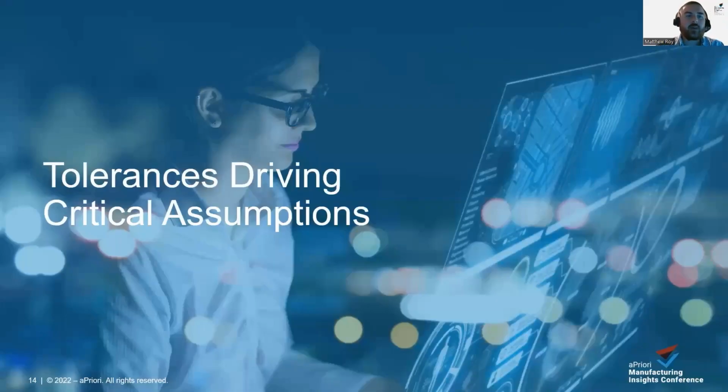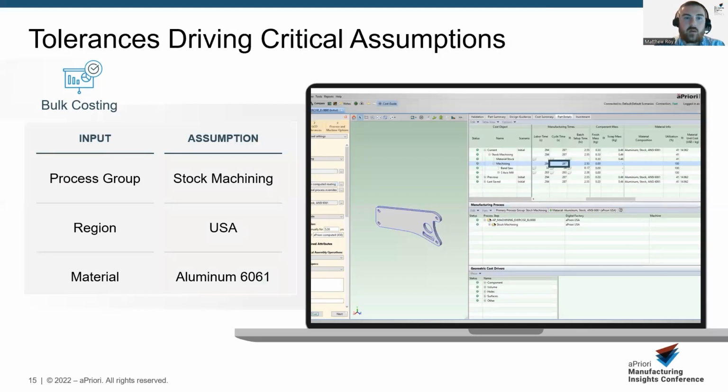Moving on to our next topic, tolerances driving critical assumptions in manufacturing. We're going to go through an example here to give an illustration of what this actually means. So we'll take this part that you see on the screen, very simple, flat plate machine part. We're going to cost it in the United States, and we're going to assume a material of aluminum 6061. When we cost the part without any tolerances applied, we have about 287 seconds of cycle time for machining.